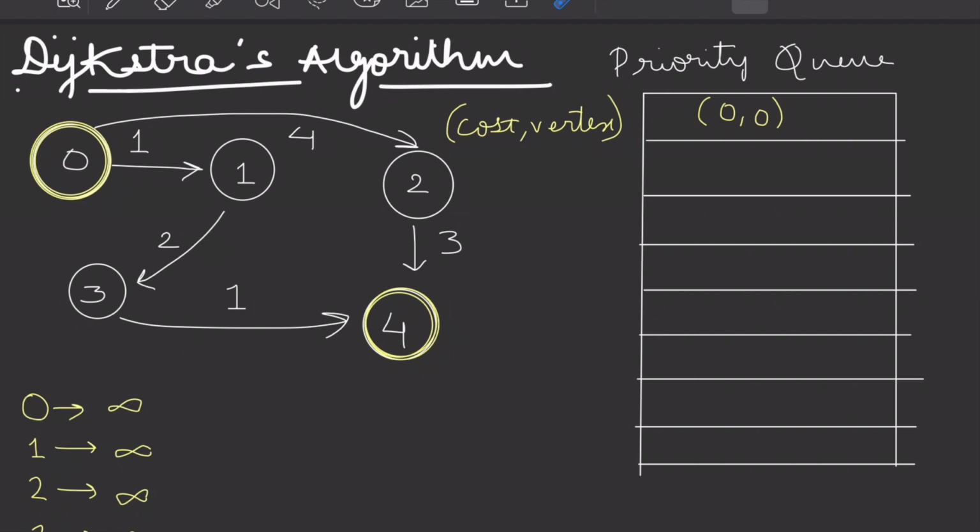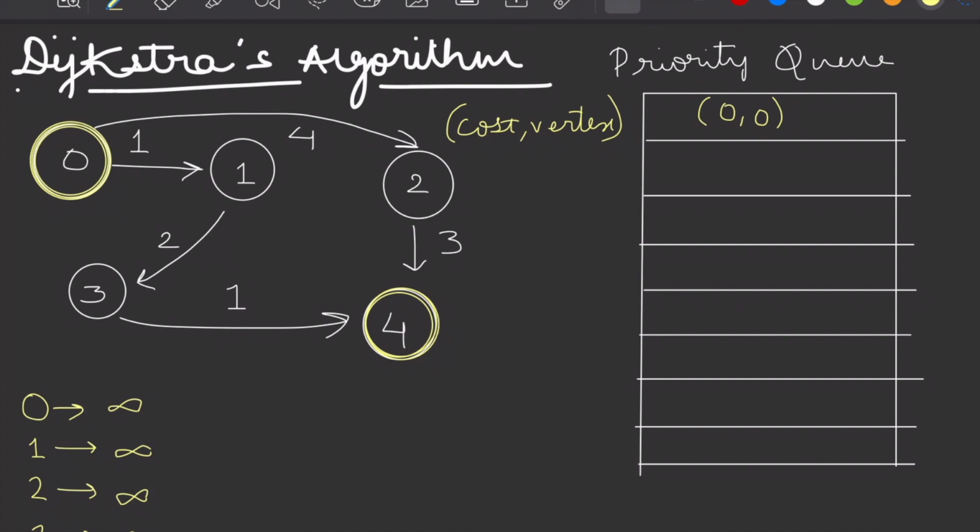So let's see a run of this algorithm. So we're gonna start off with 0 itself, and we're just gonna push the value 0, 0, and this particular tuple is of the format cost and vertex. So it takes a 0 cost to reach the vertex 0, because we're starting from that, and then we're gonna visit all its neighbors, and we're just gonna see what is the cost to reach those neighbors, and we're just gonna push it in the priority queue.